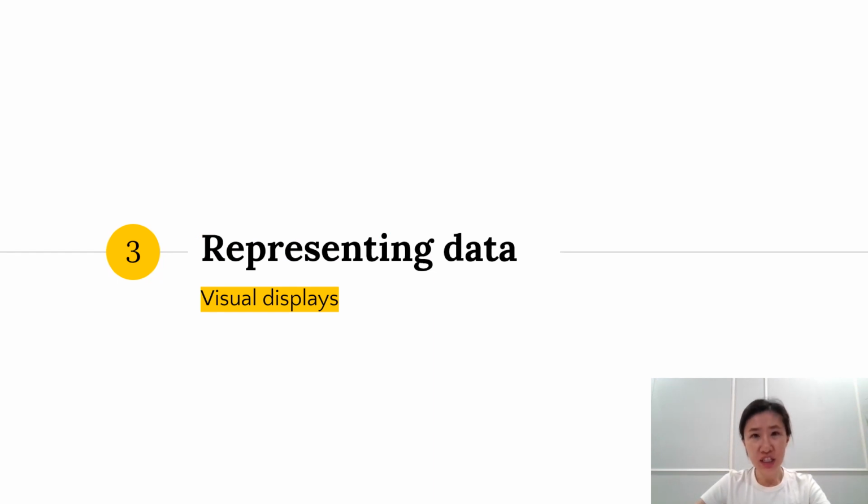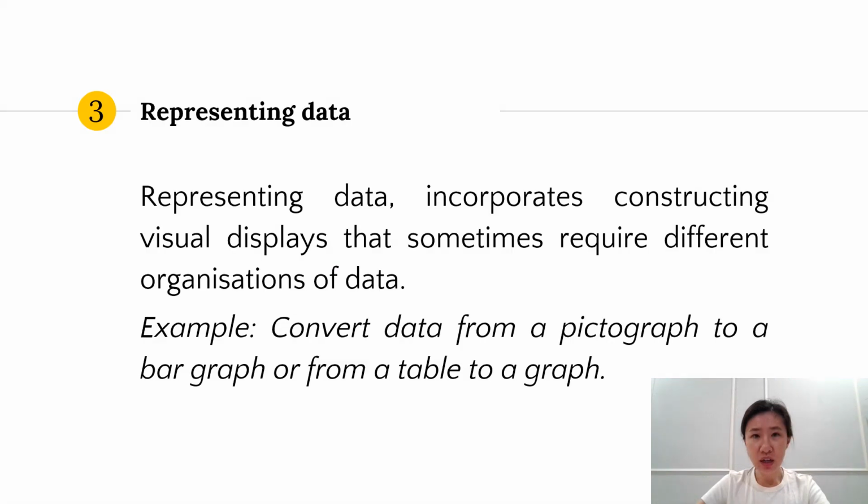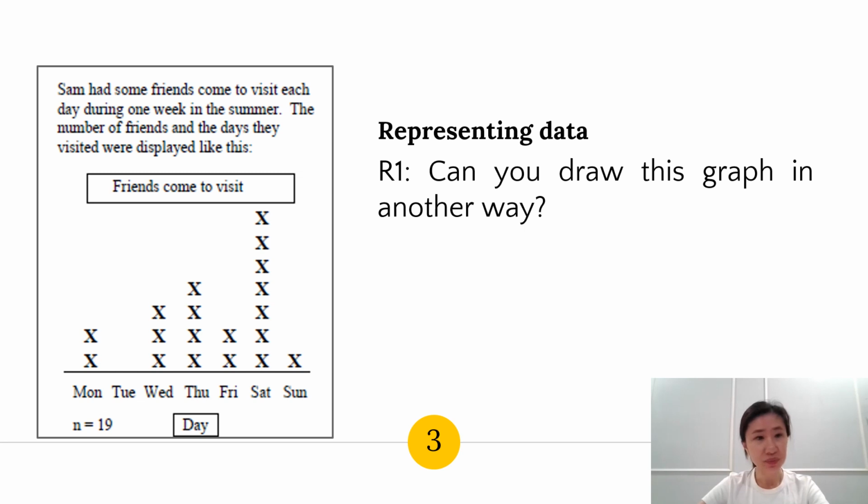So the third level of the 4 key processes is representing data. So this includes visual displays of how we represent data in order for us to incorporate visual displays that requires different organizations of data. So this is another step up. So for example, we're required to convert data from a picture graph to a bar graph, from a table to a graph. So this requires different forms of data representation, or switching between one form of representation to another form of representation. Let's take a look at the same example of Sam and his friends.